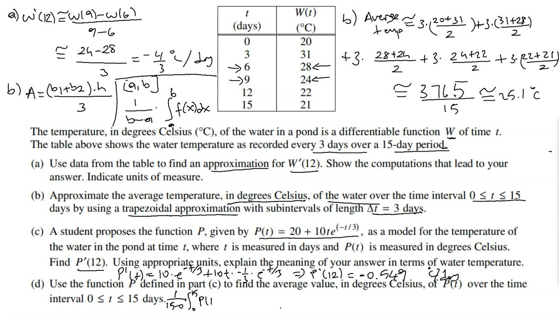P of t. Again, since this is a calculator-allowed problem, if you put this expression into your calculator, you're going to end up with this result, 25.757 degrees Celsius. That's the average value in degrees Celsius over this time interval.